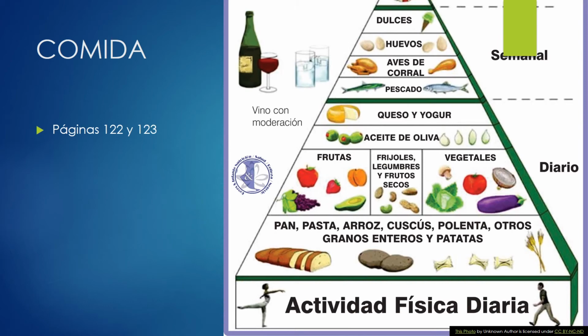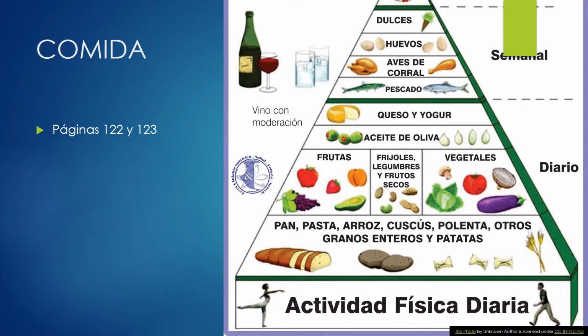So here is a food chart. I want you also to refer to pages 122 and 123 in your textbooks. On 122 and 123, you have a lot of vocab about lots of different kinds of food that would be helpful for you to know.